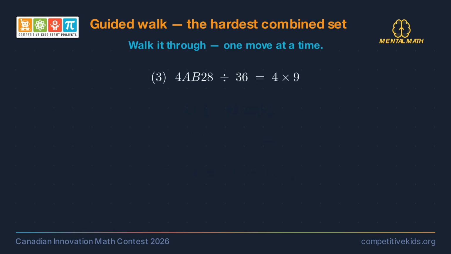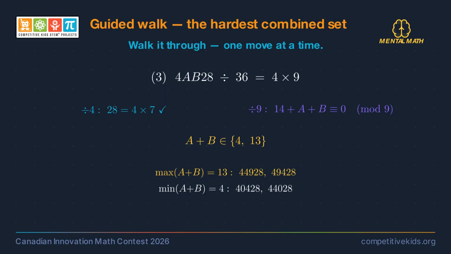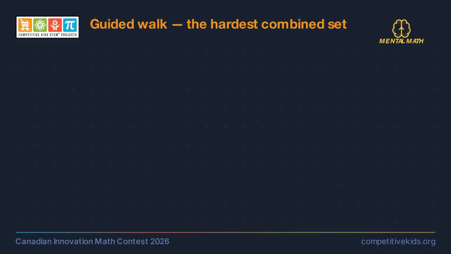Walk 3. 4ab28 divided by 36. 36 is 4 times 9. The 4 reads the last 2. 28 is 4 times 7. That always passes. The 9 reads the digit sum. 14 plus a plus b is 0 mod 9. So a plus b is 4 or 13. Push for the largest sum. The max is 13. The min is 4.